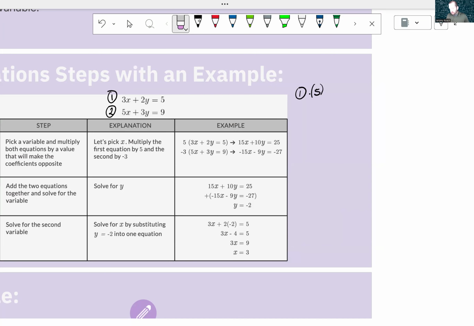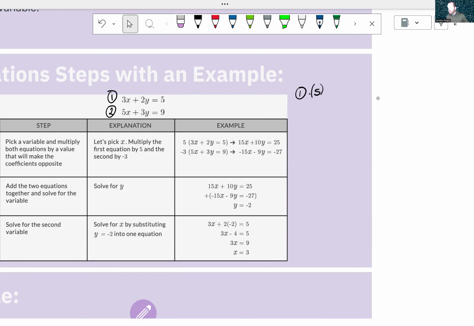So you just add the columns: 5, 9, 5. Same kind of idea with elimination. Now, if we do equation 2 times 3, that also gives us 15. But if we add those together, we would get 15x plus 15x, and that would give us 30x. We don't want 30x for our answer. We want 0x for our answer.